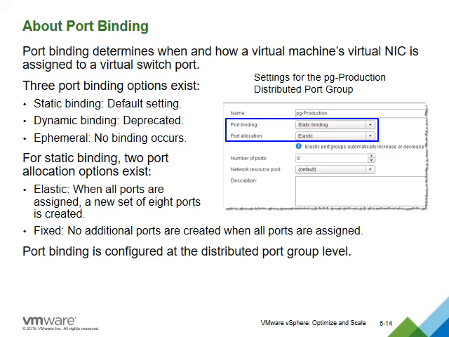When you do select static binding, the default number of ports is set to 8, and it's set to elastic for the port allocation setting. This configuration replaces the dynamic port binding, which is now deprecated. It's been deprecated since ESXi 5.0 and should not be used.